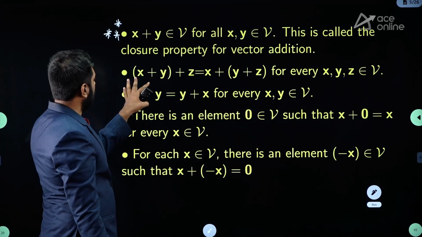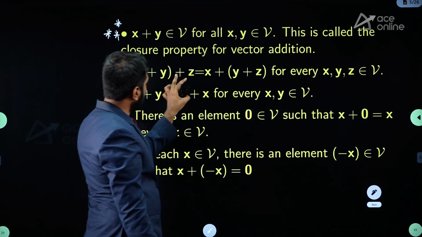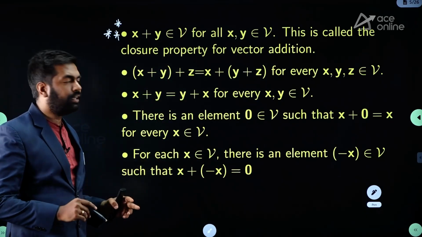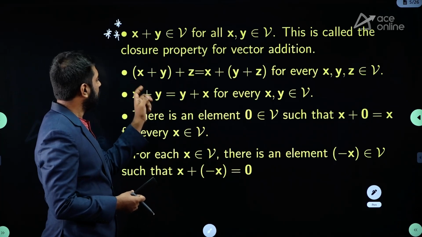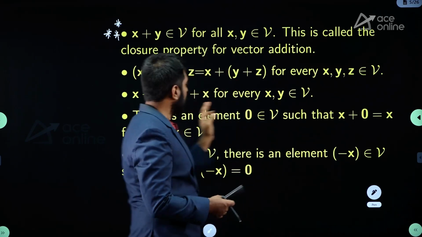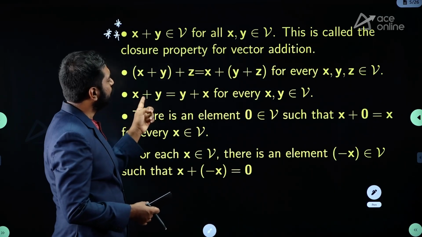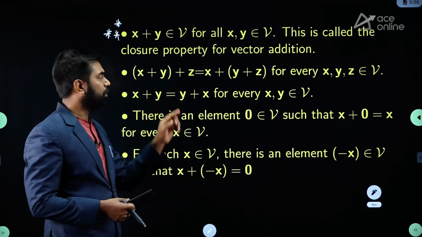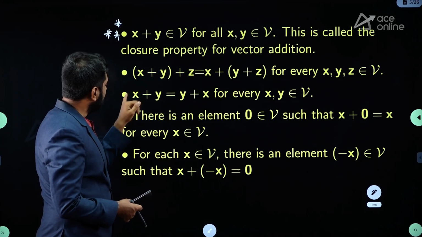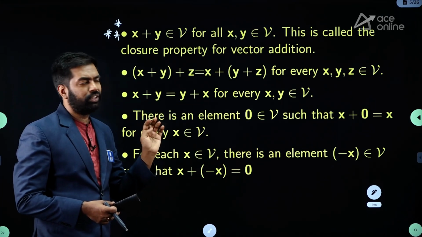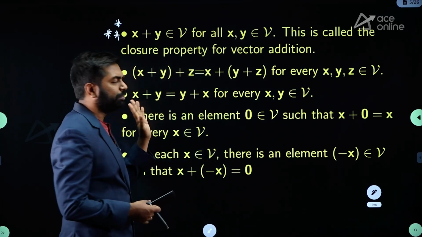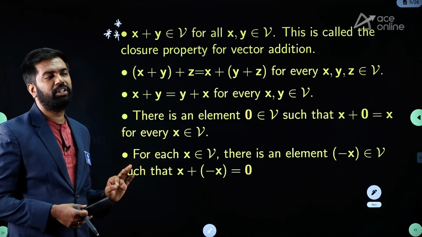Next, let us see what they say. You take three vectors x, y, z from the set of vectors V, and (x plus y) plus z should be equal to x plus (y plus z). It has to satisfy this. This is the associative law under vector addition. Next, let us look at the next one: x plus y should be the same as y plus x. This is the commutative law. I hope this is also very simple. You need not worry about this much in the exam.